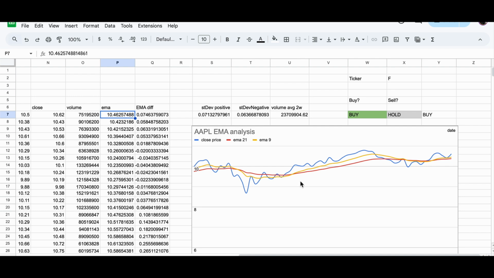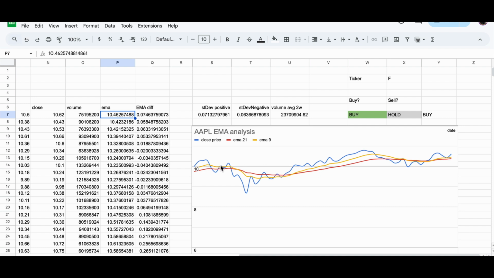So how to read this line? Well, first, when the shorter EMA, in our case the yellow line, crosses the red line upwards, this indicates that the upside trend has started. And when the difference between the EMA 9 and EMA 21 is getting wider, it means that the upside trend is getting stronger.